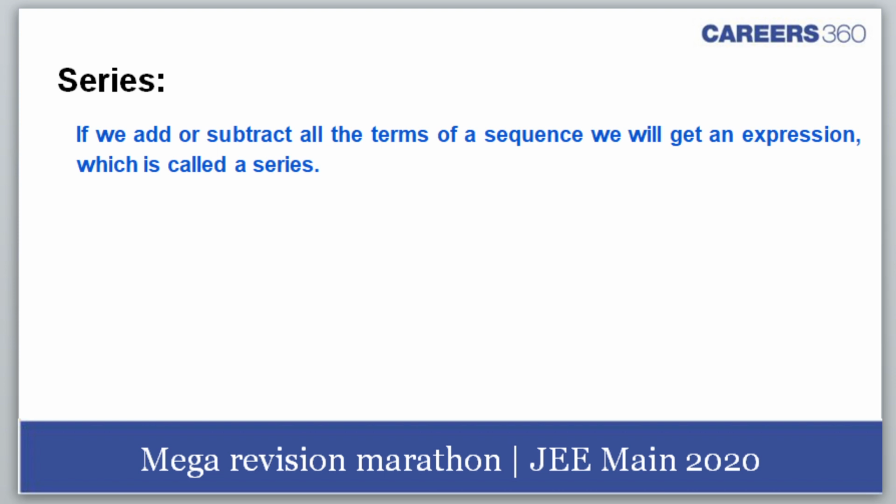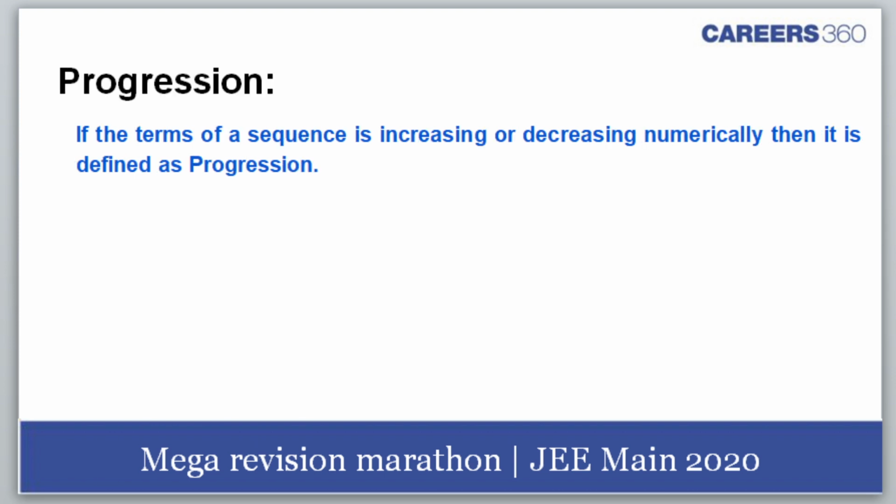So, when do we get a series? When we separate the terms of a sequence by plus or minus signs, then we get a series. Then what is the difference of a progression? If the terms of a sequence are increasing or decreasing numerically, then it is defined as a progression. I mean, here there is a slight change.